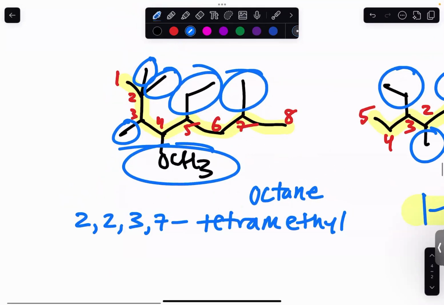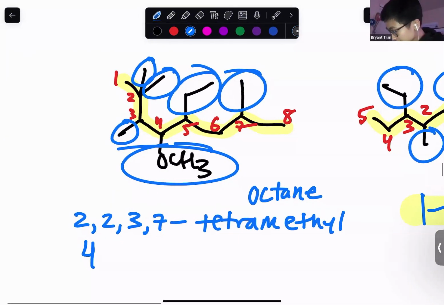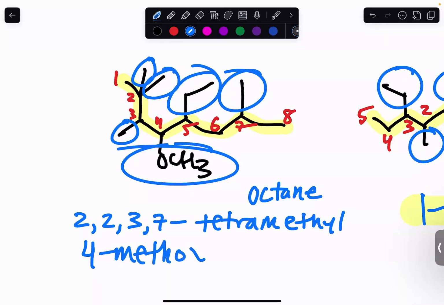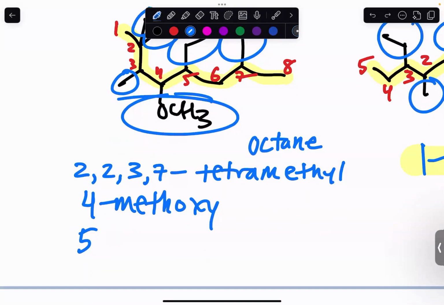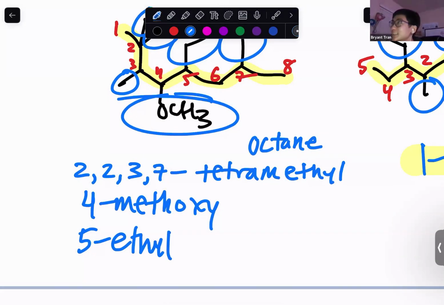And then at number 4 we have, is it a methoxy? It is a methoxy, right? So that's 4 methoxy. And then 5 would be ethyl. Yep, 5 ethyl, like that. Okay, and then we have an octane. Yes, and then we have an octane.